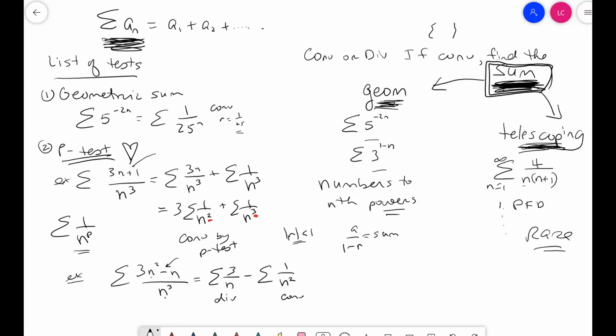And what does diverge mean in series? Diverge means it adds up to infinity. So infinity, subtract a finite number, that means the whole thing diverges.